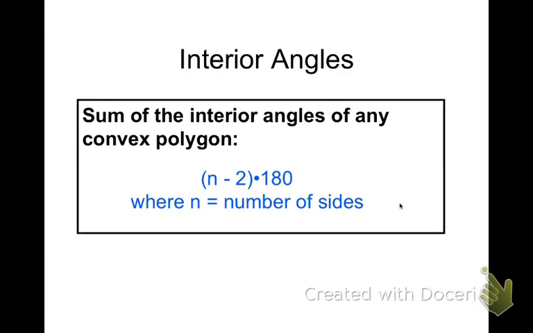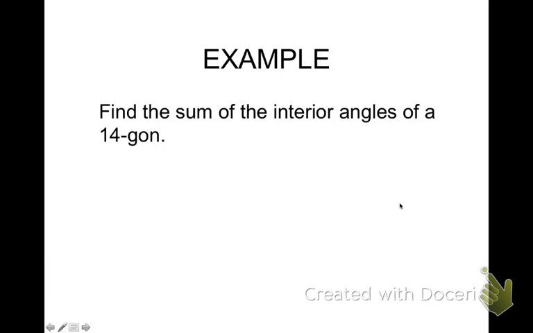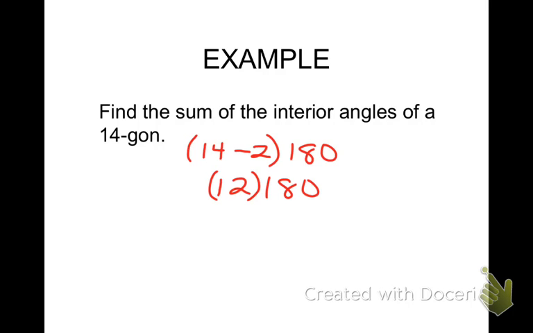All right. So first example, find the sum of the interior angles of a 14-gon. A 14-gon means we're going to have 14 sides. So we're going to do 14 minus 2 times 180. 14 minus 2 is 12. 12 times 180, what do we get? 2040. 2060? You have a calculator. 12 times 180 is 2160. So 2,160 degrees.